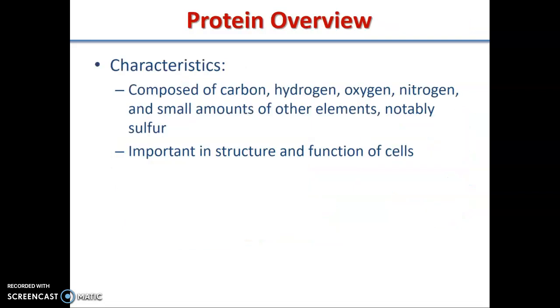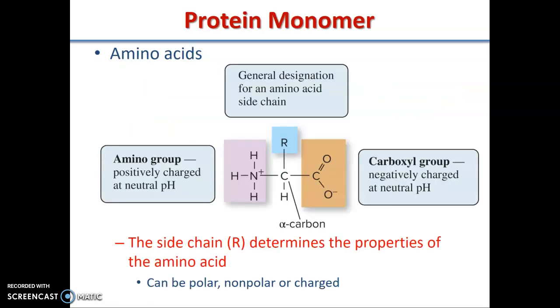So the first thing is that they are made up of carbon, hydrogen, oxygen, nitrogen, and some sulfur. And if you think back several videos, these are the elements that largely make up living organisms. The next thing to note is that they are very important in the structure and function of a cell. They have such diverse roles in a cell that they are almost involved in everything.